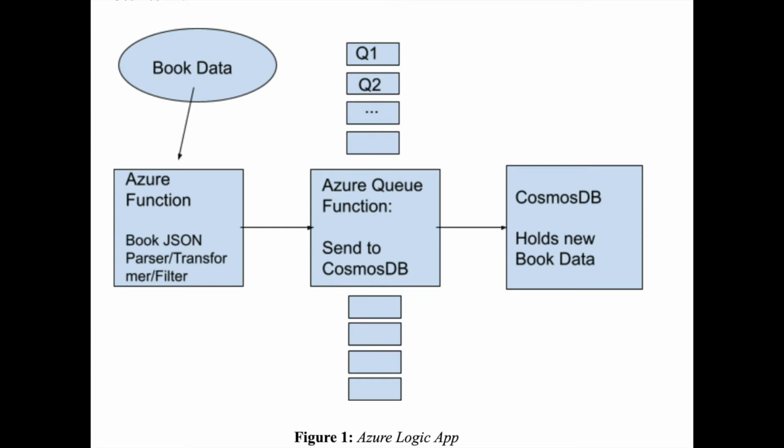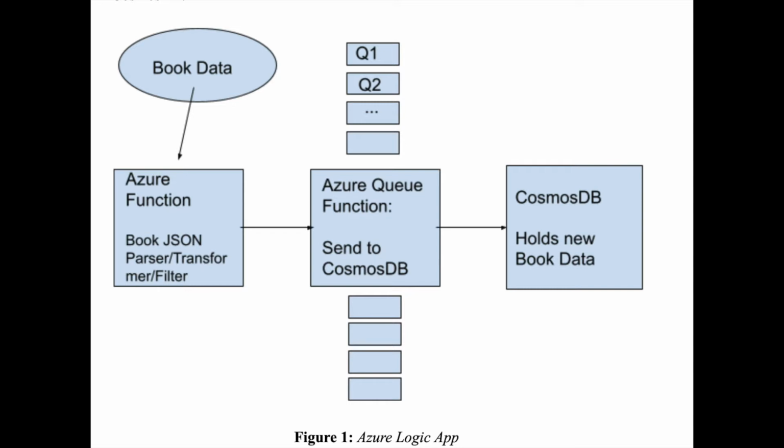Hello, so today I'm going to be walking you through our Azure data processing pipeline. It's a project that we've been working on for the last few months at Sophron.io. Basically, what we're going to do is take in book data in the form of JSON, and then we want to transform it, make sure it's valid, and then pass it to a database to store it.